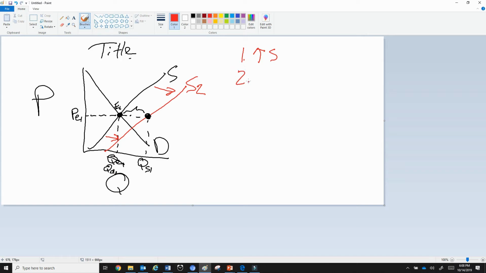Right here, this was caused by one of the determinants of supply. We have a new supply curve because of the determinants of supply. Now, on a real example where we have headlines and things are shifting, based on the headline, you'll tell me what happened to the curve because of a specific determinant. But we don't have a headline here. I'm just giving you a quick example.